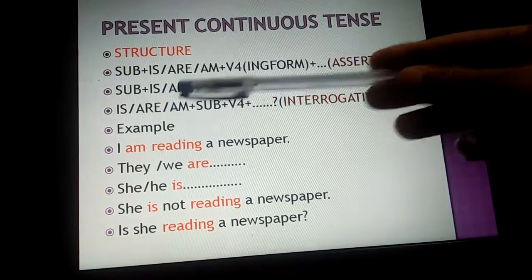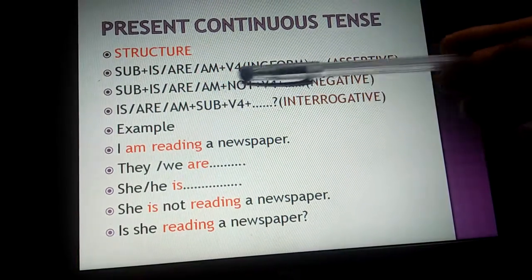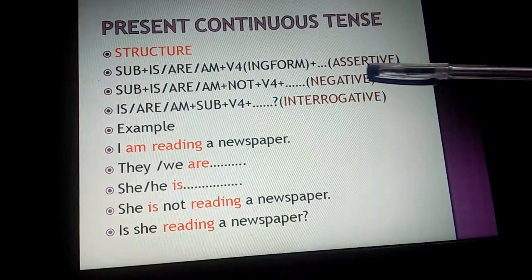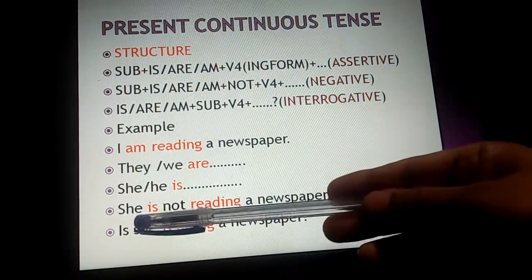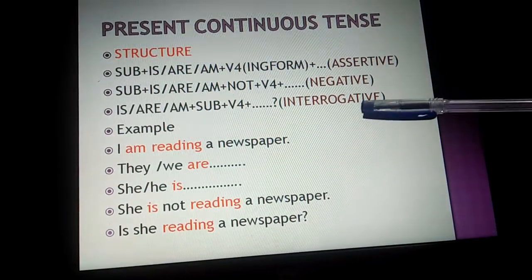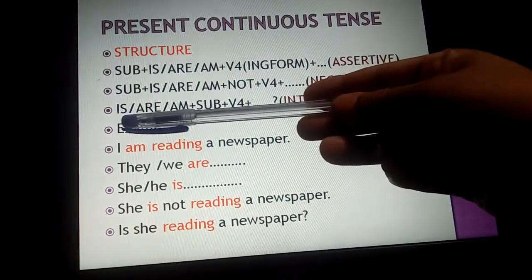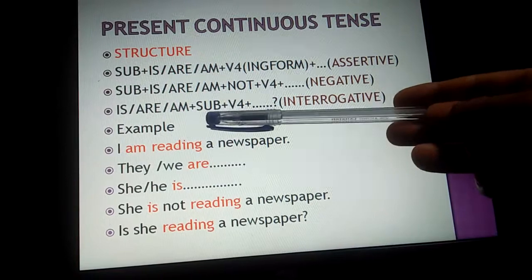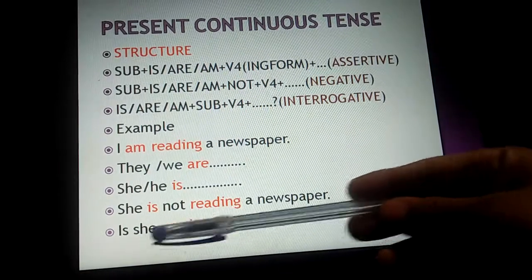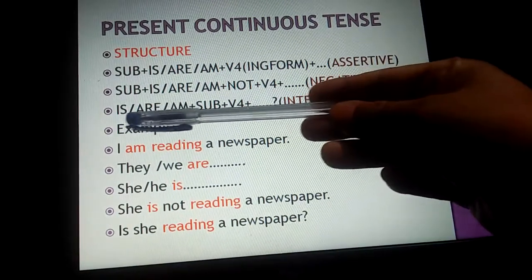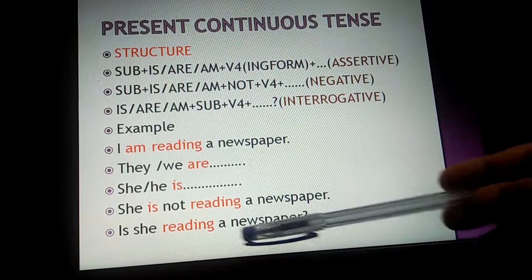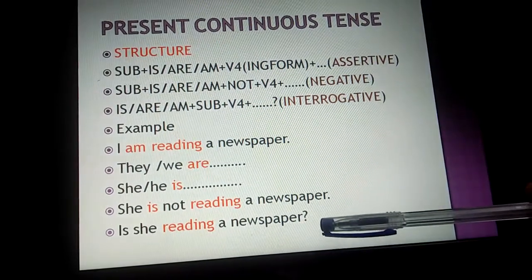Negative form: what do we do? We simply add the word not between the helping verb and the main verb, that is the ing form of the verb. That will make it a negative form. For example, you can see here, she is not reading a newspaper. Interrogative form: you will start with the helping verb, according to the subject. For example, here the subject is singular, so you will write, is she reading a newspaper? So what is the structure? You will write the helping verb followed by the subject, followed by the V4 form and followed by the remaining part of the sentence.